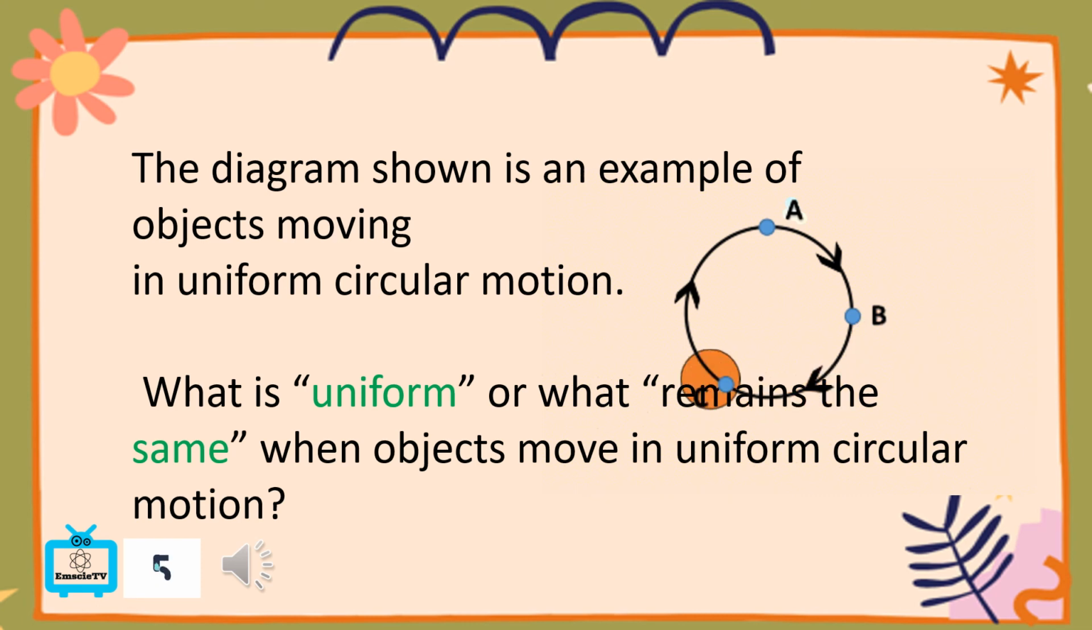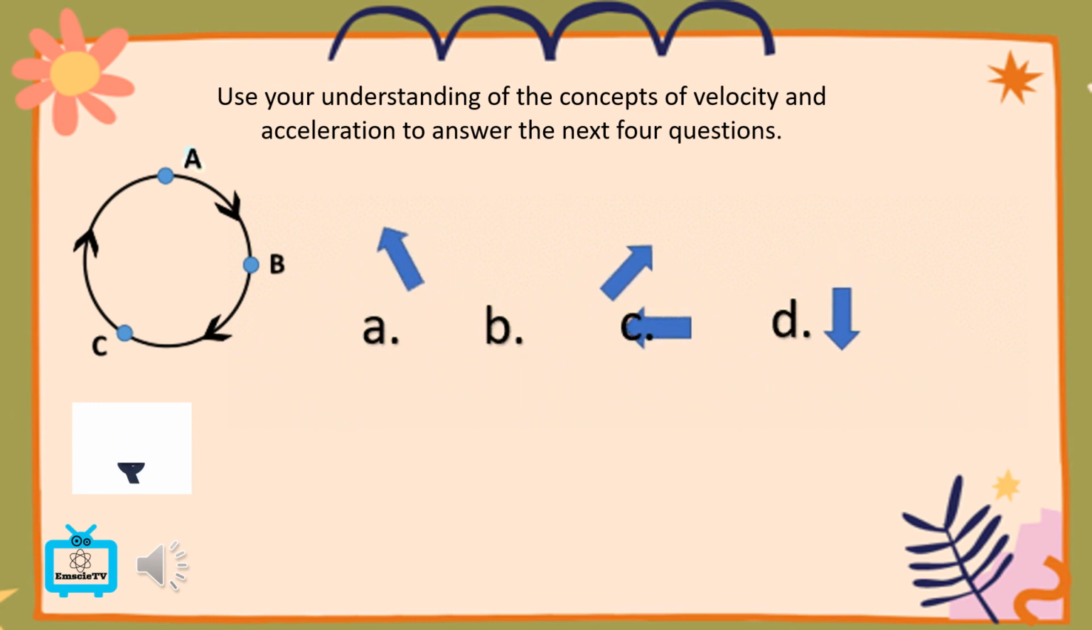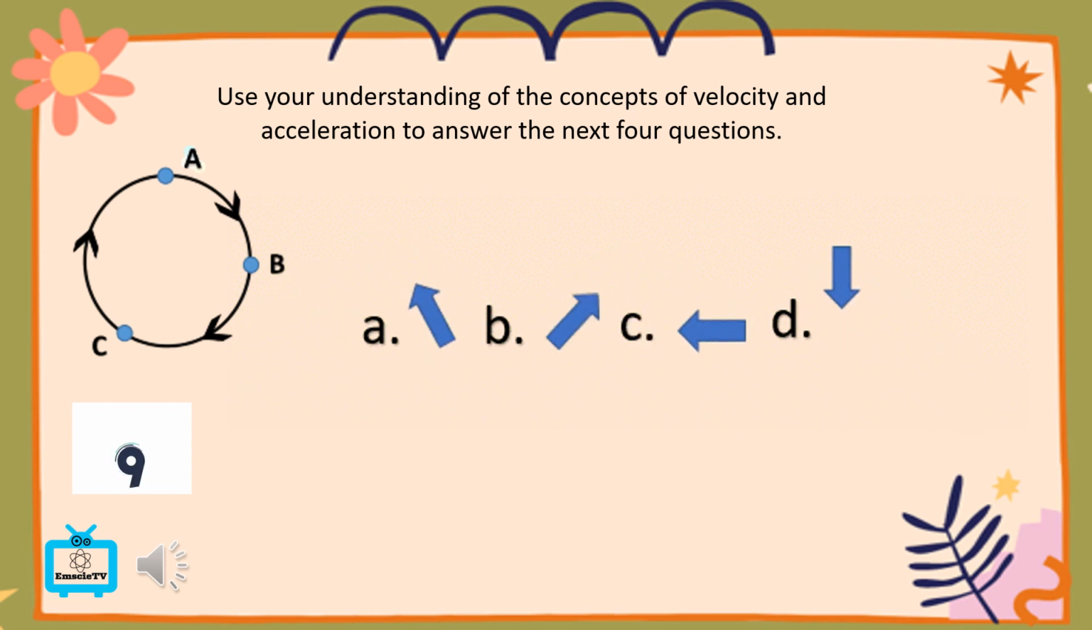The diagram shown is an example of objects moving in uniform circular motion. What is uniform or what remains the same when the objects move in uniform circular motion? Use your understanding of the concepts of velocity and acceleration to answer the next four questions.